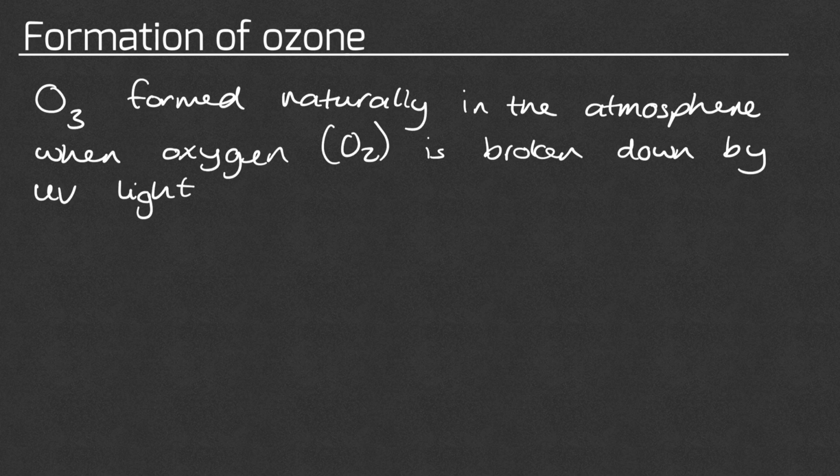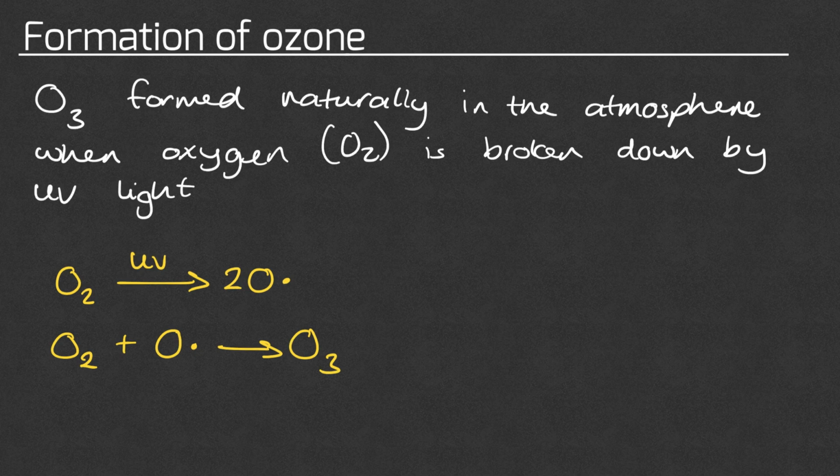Ozone is formed naturally in the environment up in the atmosphere when oxygen is broken down by UV light to form free radicals. An oxygen molecule is broken down by the UV light to form 2 oxygen radicals. Another molecule of oxygen will react with one of those oxygen radicals to form O3. You need to be able to know, recall, and write these equations.